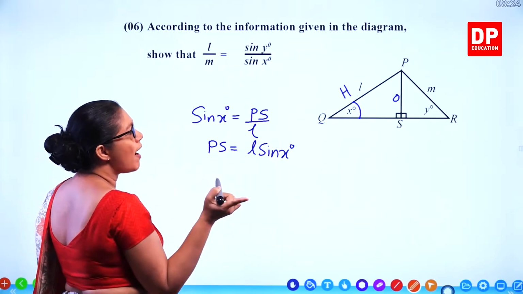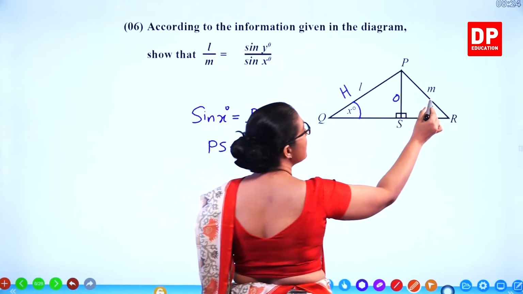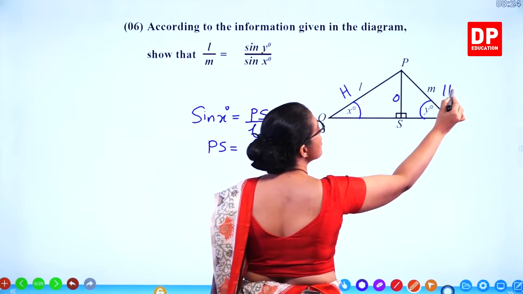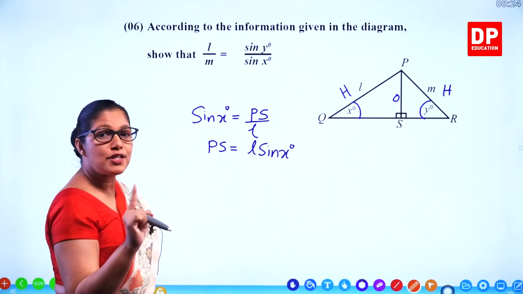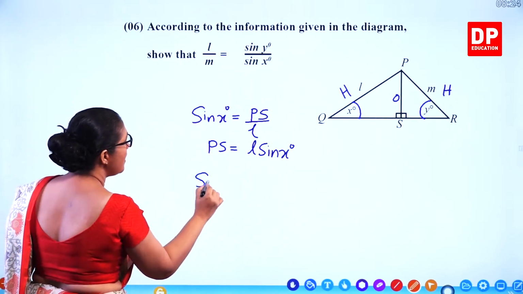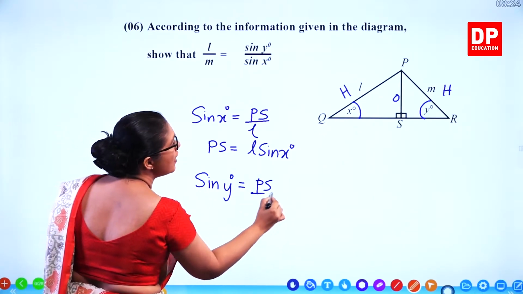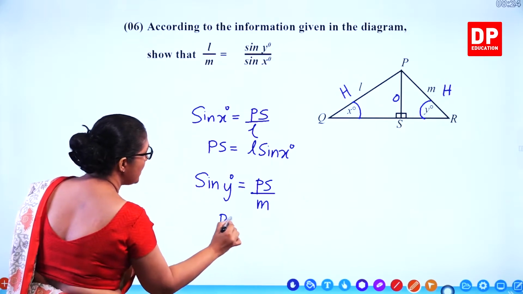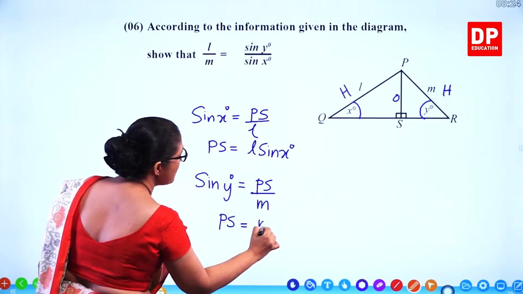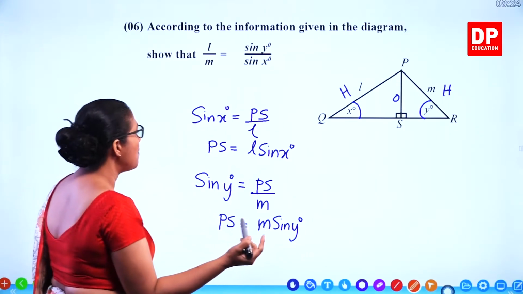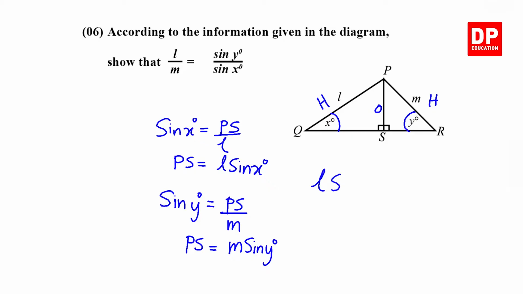Now take the other triangle. To this angle, this is opposite and this is hypotenuse. So again, opposite and hypotenuse, that's sine. Sine Y, you can write PS over M now. So what is PS there? M sine Y. Now you can see PS is the same, so you can equate. L sine X is equal to M sine Y.